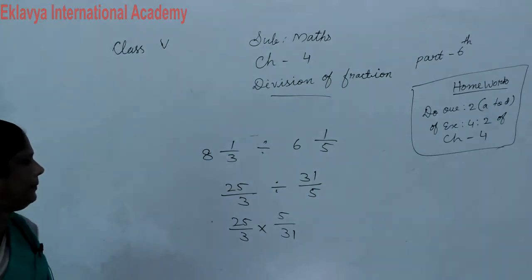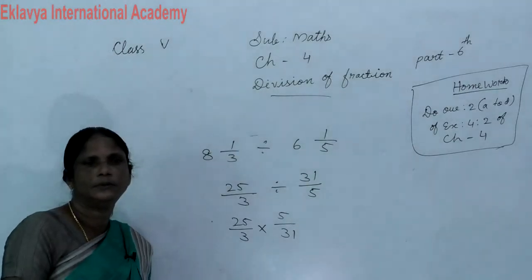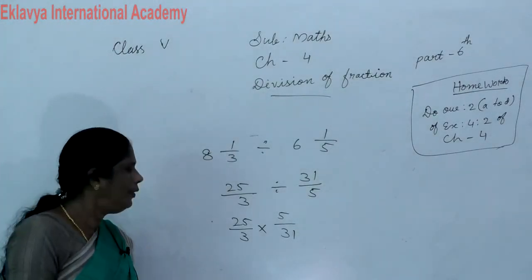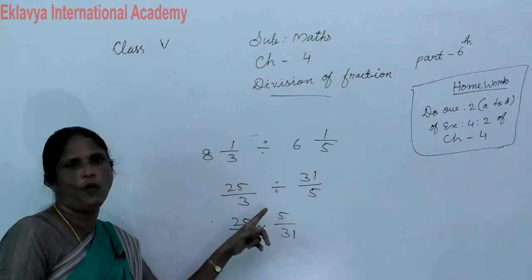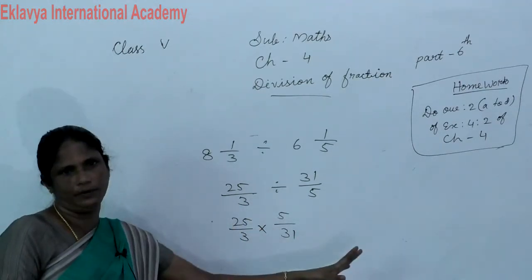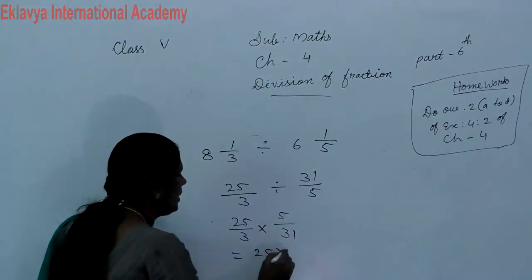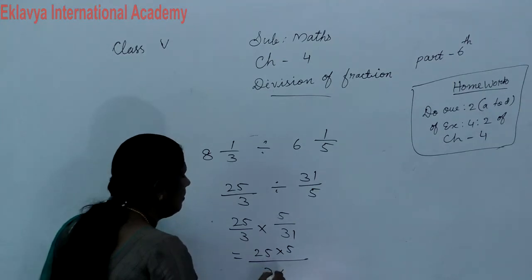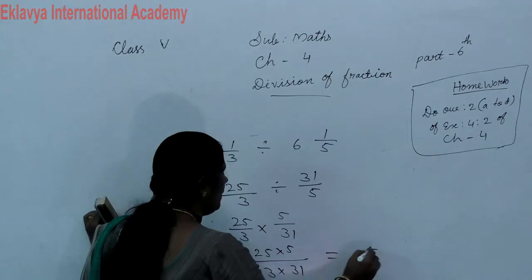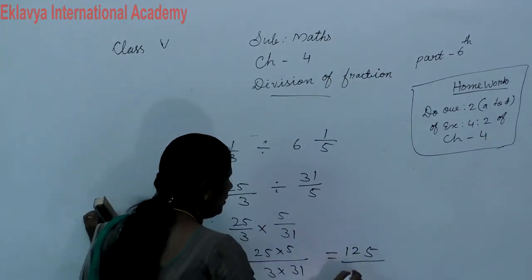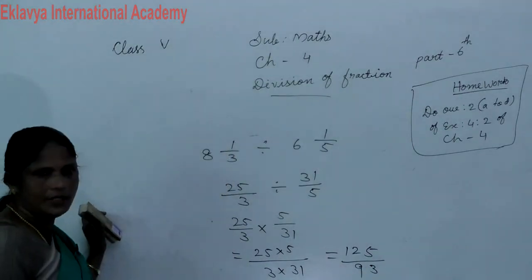Okay. Now any common factor here? No. Both of these are numerators, you don't cut this way. Okay. There is no common factor. Then next step you multiply 25 times 5, then 3 times 31. Then multiply this: 125 upon 93. Which fraction is this?